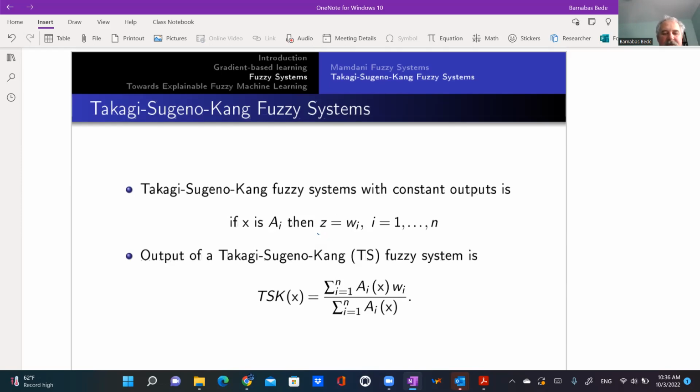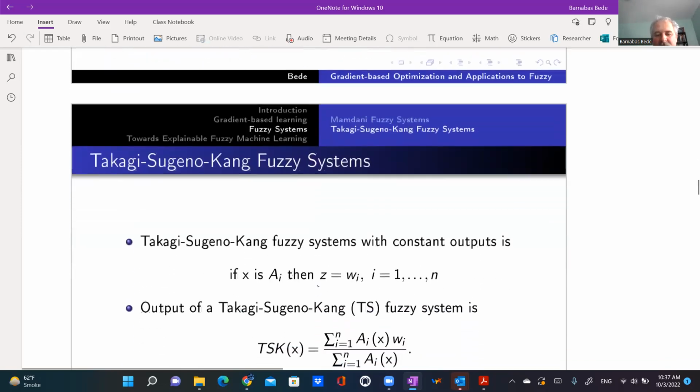How do you combine these? It's just going to be a simple weighted average. You make a weighted average of the output values, weighted by their firing levels. These are the firing levels, and you do a weighted average with respect to those. So this is the Takagi-Sugeno-Kang fuzzy system. And what's the advantage with respect to Mamdani? There is no integral here. It's directly calculated.